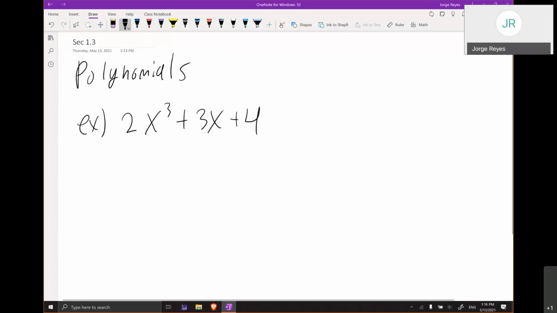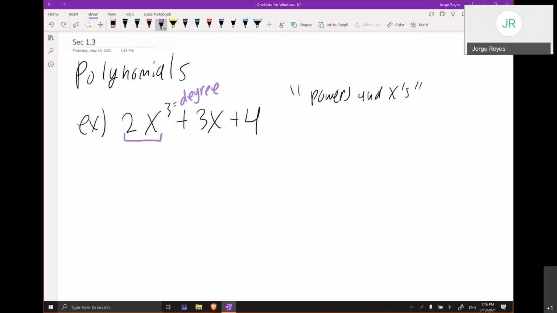We have basically powers and variables, like x's, okay? So these are what polynomials are. And specifically, I'm going to show some fancy vocab words. So this 3 is called the degree, okay? Because it's the biggest power. All right, so the degree of a polynomial is the biggest power you see on x, okay?